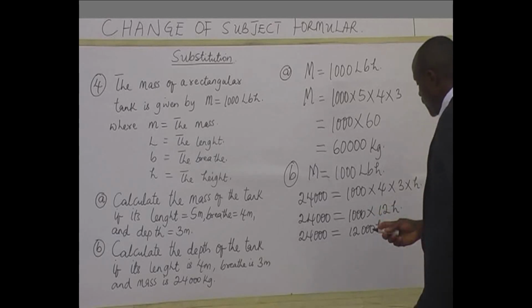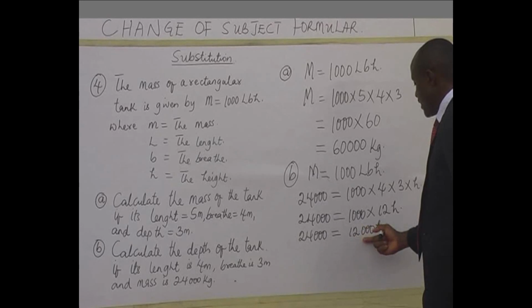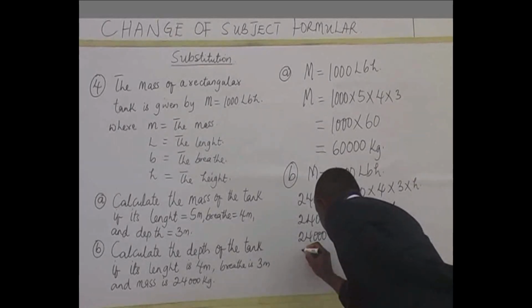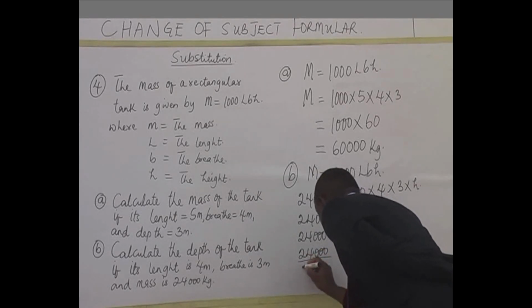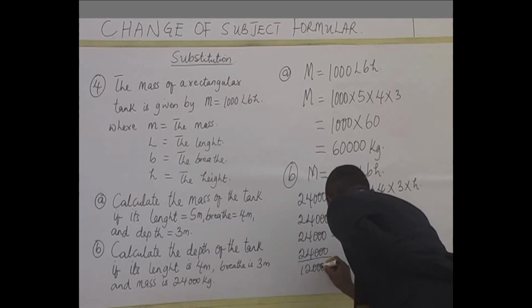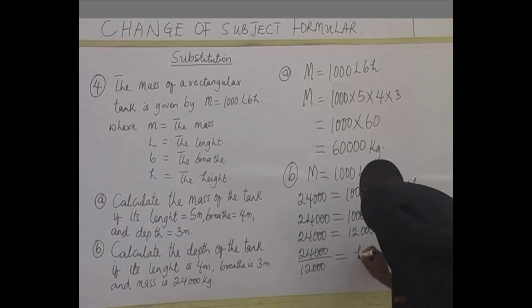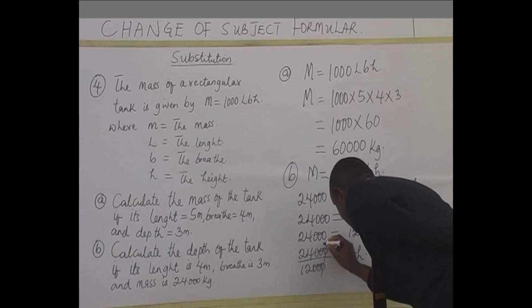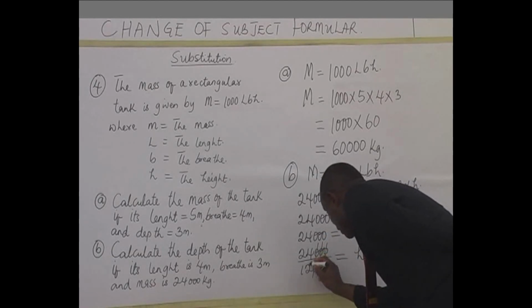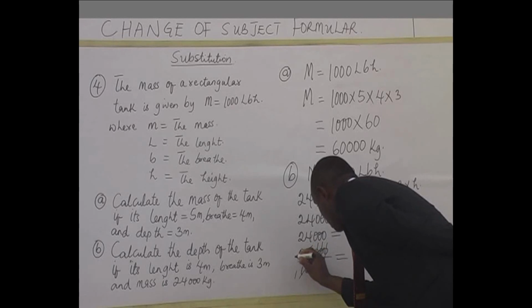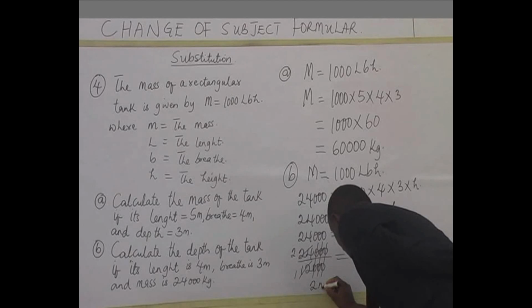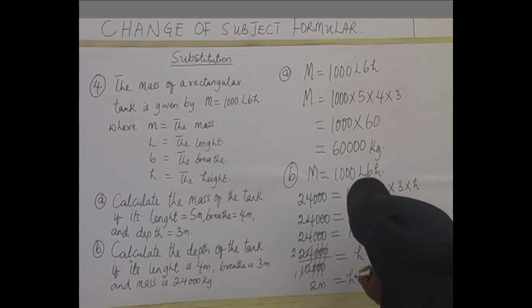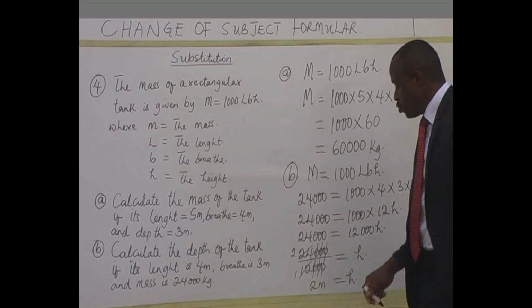At this juncture, divide both sides by 12,000 so that you eliminate 12,000 from the right-hand side. So I'm going to have 24,000 all over 12,000 is now equal to H. You can cancel this, cancel this, cancel this. 12 into itself is 1, 12 into 24 will give you 2. That means the depth the question is asking for, which is represented by H, becomes 2 meters.